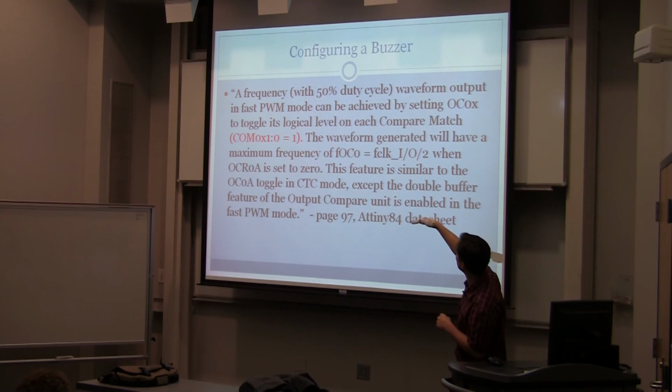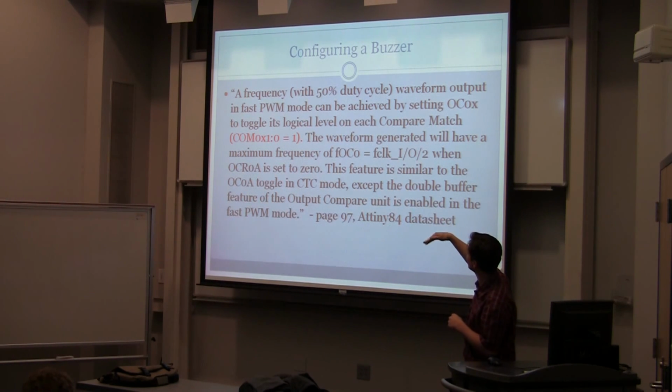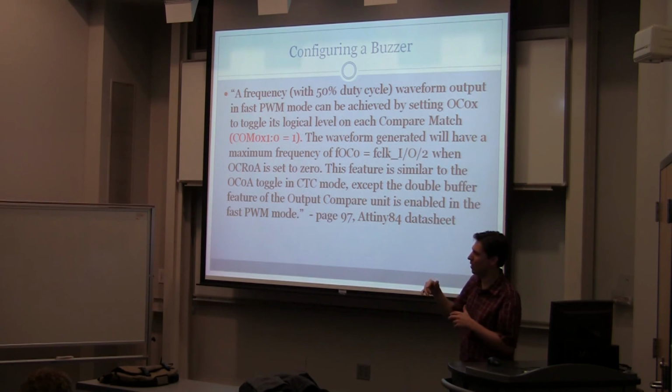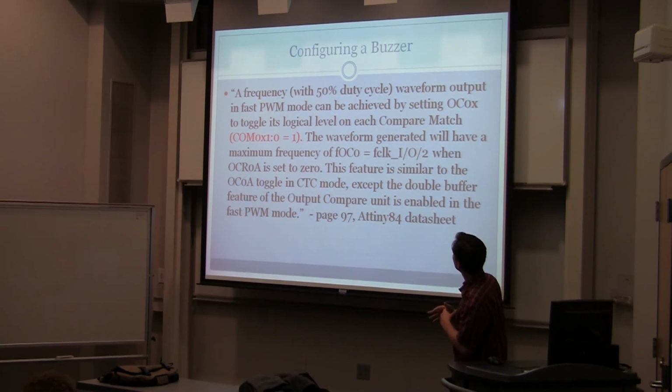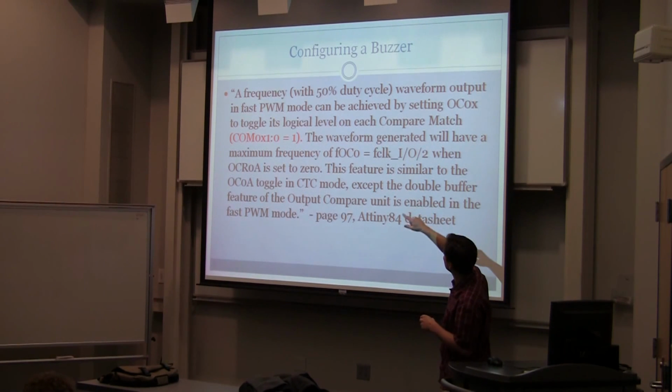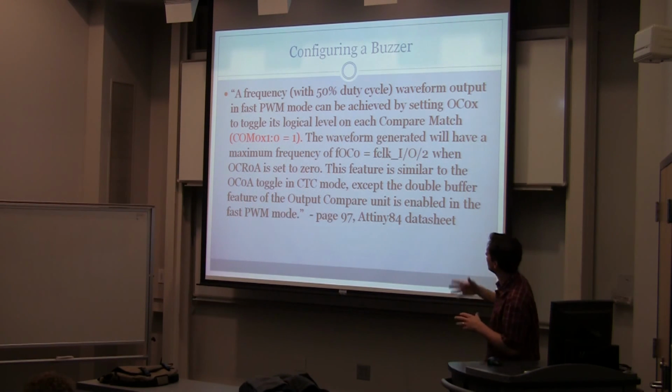But instead of using the kind where we set the counter to count all the way to 0xFF, instead we have it count to the output compare register A. That's the other fast PWM option. And we'll set it to toggle its logical level on each compare match. So that means COM0A1:0 is equal to 01.